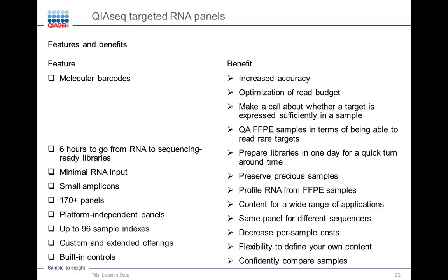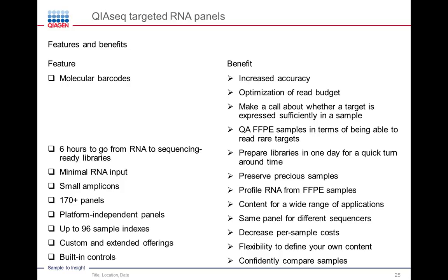So to summarize the features and benefits that I went through in those previous slides, first is the molecular barcodes. Really, this is the main feature of the QIASeq targeted RNA panels. They offer a lot of benefits. First, increased accuracy. Instead of analyzing total reads, we are now analyzing molecular barcodes to get a better quantification of gene expression levels.